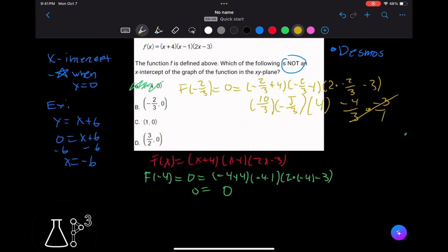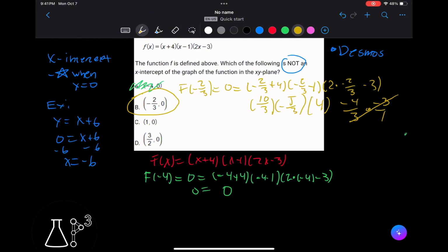Notice how there's no 0 value. Therefore, B is one of our answers, or B is a possible answer. So I'm going to circle B for now. Now I'm going to check C and D to make sure that they both have x-intercepts. And if they both have x-intercepts, C and D are incorrect.